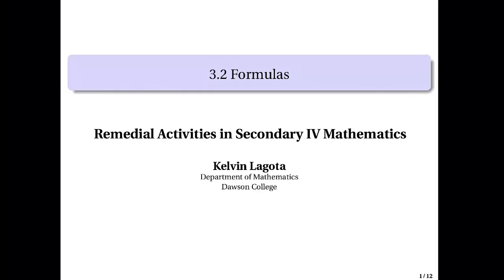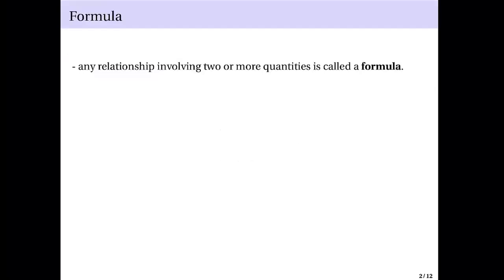Okay? So basically, formula is any relationship involving two or more quantities or variables. So you have several variables and you relate them to each other. What you will get is a formula. Just like in our previous problems, we related the total amount charged with the number of rolls of papers. So that's a formula. We also related the total fare with the total distance. That's a formula.